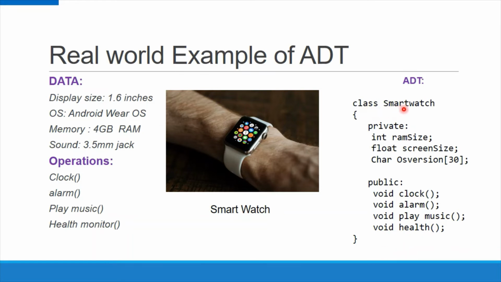Here we have taken C++ language. So class smartwatch. I have specifications, which means data, right? That is RAM size, memory, screen size, display size, and OS version. So everything comes under your data part. Next we have operations: clock operation, alarm operation, play music operation, and health monitoring. So we have converted that to ADT. So these are all the operations we have.